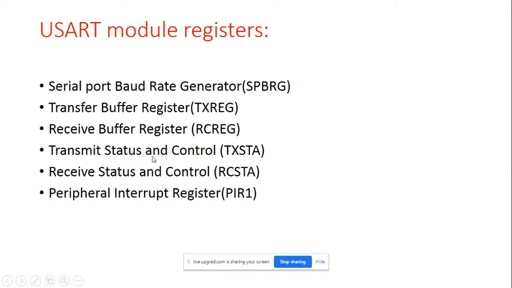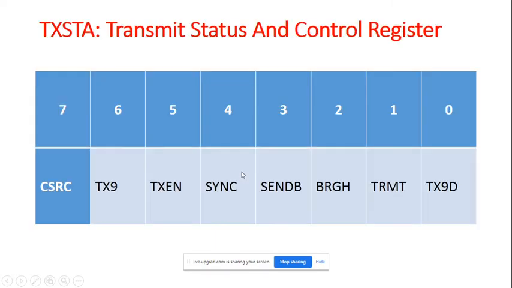As per the name of this register, it is showing the status of the transmission process as well as controlling the transmission process. In this fashion, this register performs both actions. It is showing the status of the transmission process as well as controlling it. Now we will see that register, the transmit status and control register, which has status bits as well as controlling bits.